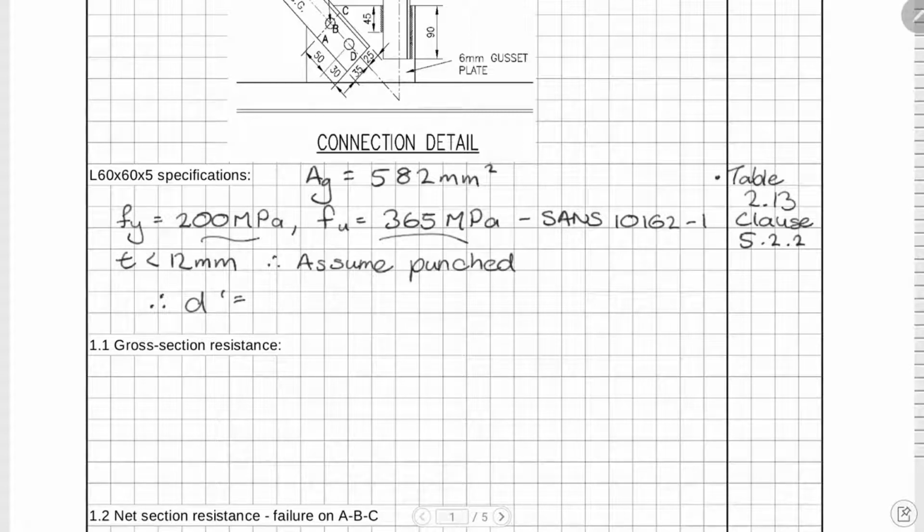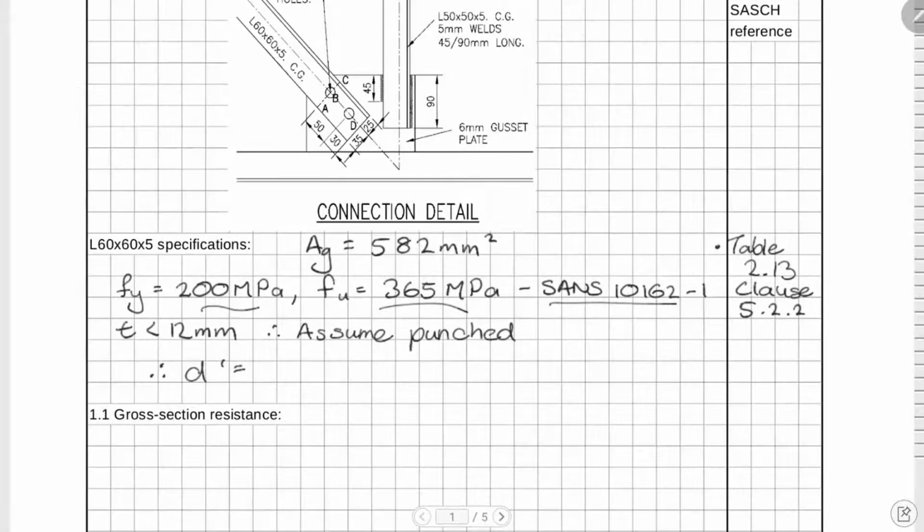However, in South Africa, we do have this unusual product called commercial grade. It's not the standard, it's the exception, but smaller angles and smaller sections are made from commercial grade, and according to SANS 10162 Part 1 Clause 5.2.2, if you basically don't know what the material is, take it as commercial grade. It's a 200 MPa yield, 365 ultimate, and then you design for that. Now beyond that, we're designing this 60 by 60 angle, commercial grade. It is less than 12 mm thick. It is 5 millimeter thick. It's a 60 mm wide, 60 mm high and 5 mm thick angle.